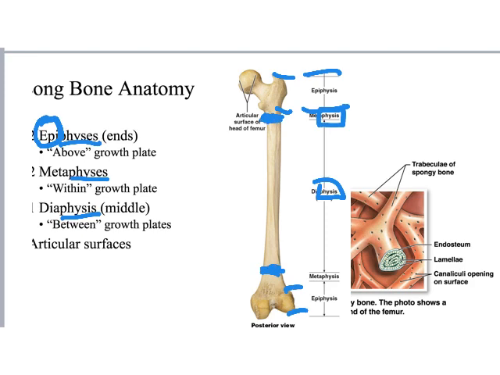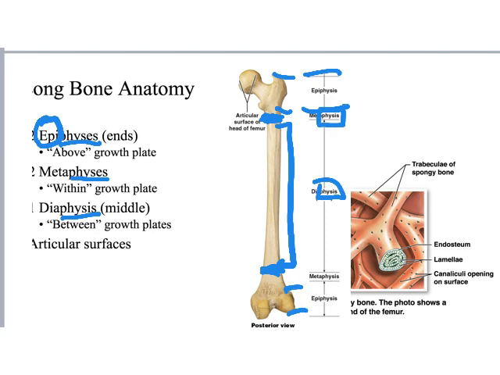And then you're going to have one diaphysis. So all of the bone in between the two metaphyses is going to be called the diaphysis. So two epiphyses, two metaphyses, and one diaphysis. And then the last part of every long bone are articular surfaces, because these bones are going to articulate or form a joint with another bone. All of the long bones do that.